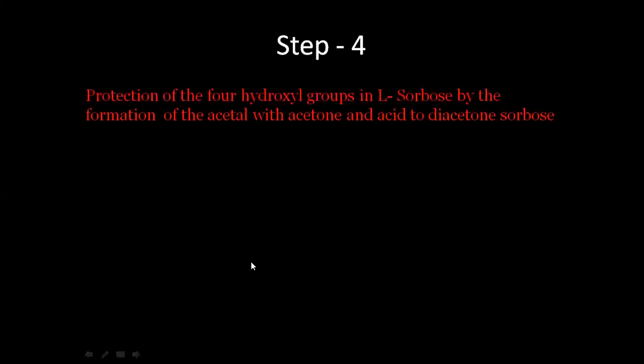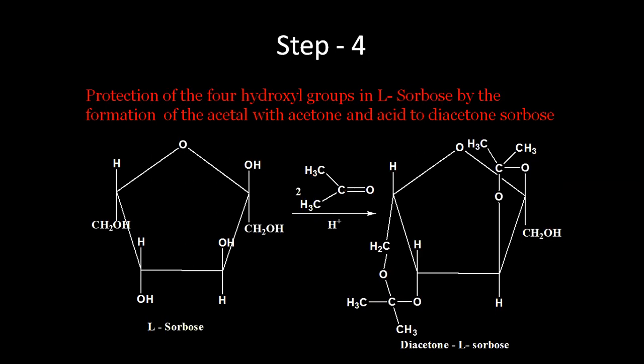Then step 4, in which we protect the 4 hydroxyl groups of L-sorbose by formation of acetal with acetone and acid to give diacetone sorbose. So this is our L-sorbose. You can see that there are alcoholic groups. So this and this, these are alcoholic groups.